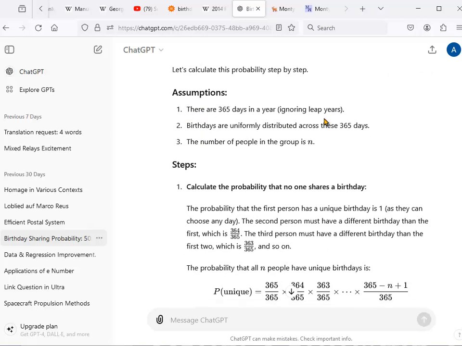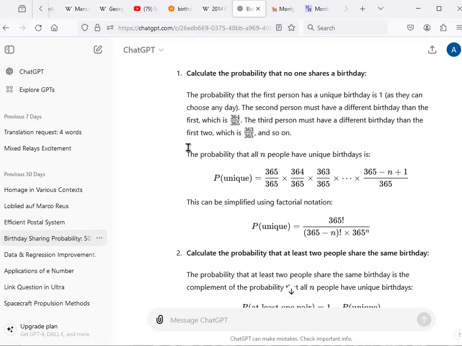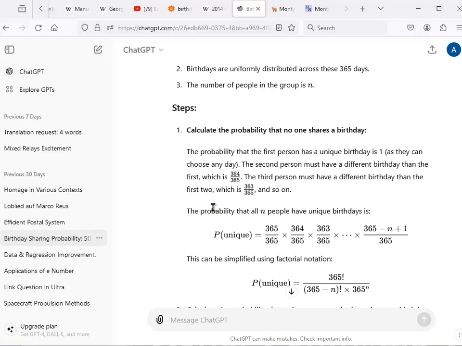So there were 365 days in a year, ignoring leap years. Birthdays are uniformly distributed. If you take a random number of people, and the number of people in a group is n, and so on. And then it tells us the steps, and that's basically what you find in the problem in the book. By the way, the first person has a 100% probability of having one birthday in the year, again ignoring the leap day.